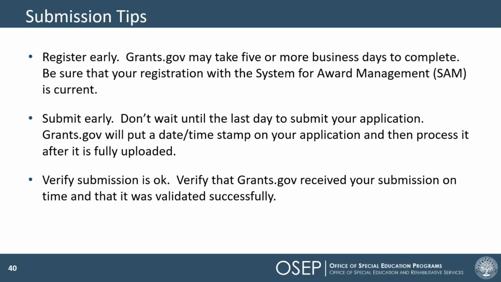Submission tips, slide 40. Register early. Grants.gov may take 5 or more business days to complete. Be sure that your registration with the System for Award Management, SAM, is current. Submit early. Don't wait until the last day to submit your application. Grants.gov will put a date timestamp on your application and then process it after it is fully uploaded. Verify submission is okay. Verify that grants.gov received your submission on time and that it was validated successfully.